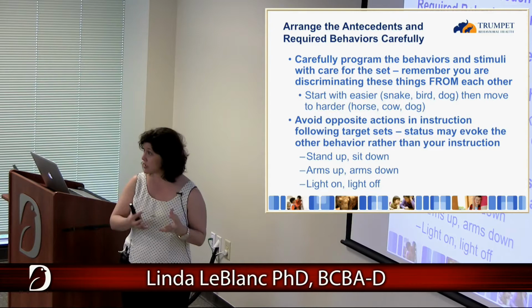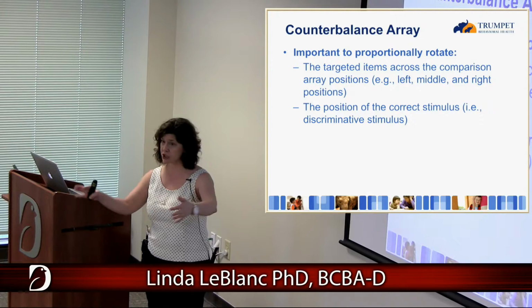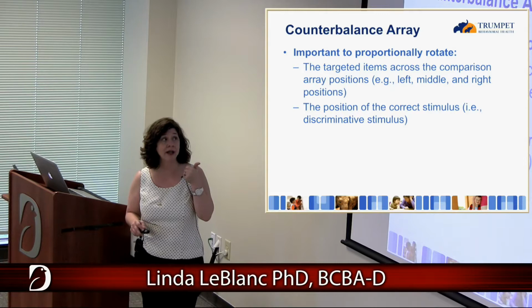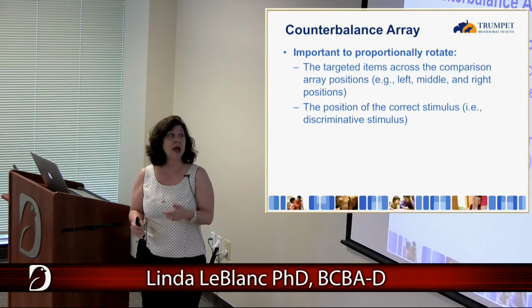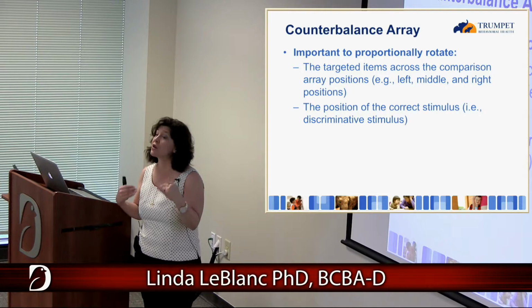Okay, so let's talk about counterbalancing the array. This is about, with those conditional discriminations, where you put stuff. It is very important to rotate the targeted items across the comparison position in the array: left, middle, right. And it's very important to rotate the position of the correct stimulus, which now is the discriminative stimulus. That's the one I point to and not the others, or else you're going to get that side bias.